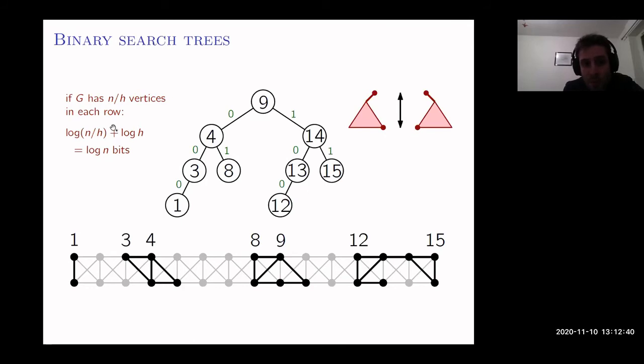And this is a problem because to be able to say that this is log of n over h, we really have to have something that is completely balanced. And removing things and adding things arbitrarily at the leaves, it's pretty clear that things won't be balanced anymore.